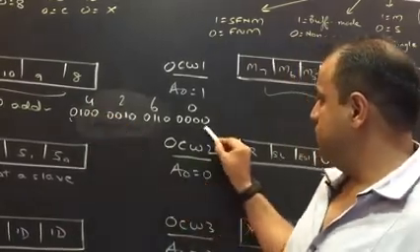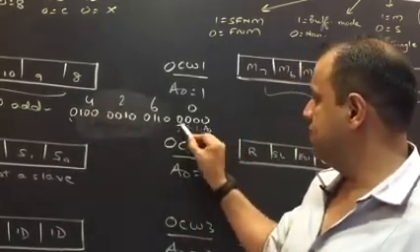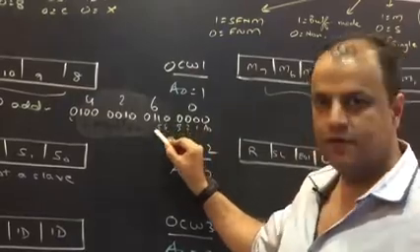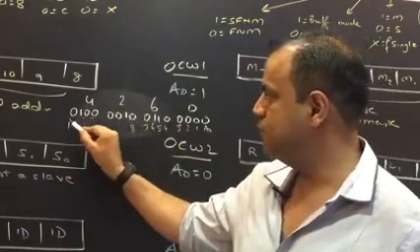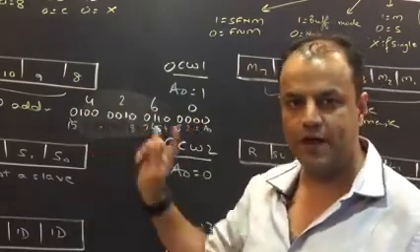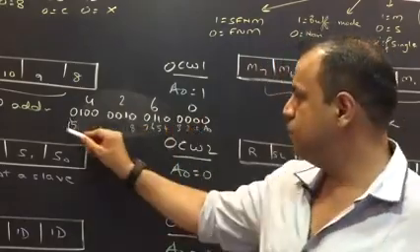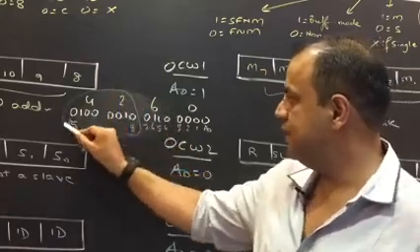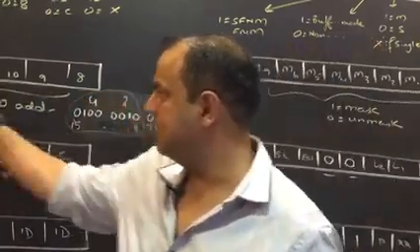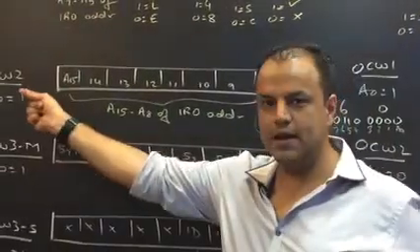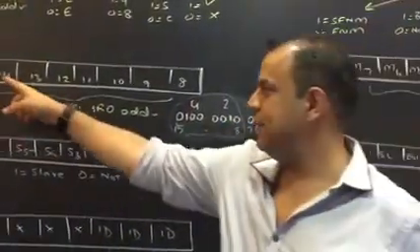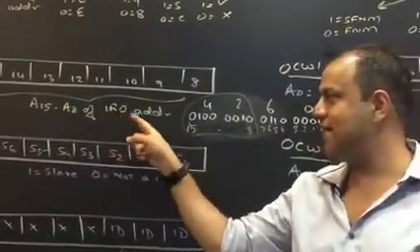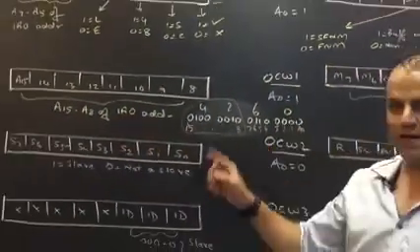This is A0, 1, 2, 3, 4, 5, 6, 7, 8, up to A15. So this is A0 to A15, correct? This whole bunch, the higher byte, A15 to A8, you give in ICW 2. A15 to A8 of IR0 address. This is the address of IR0.